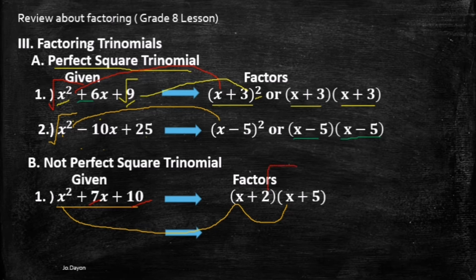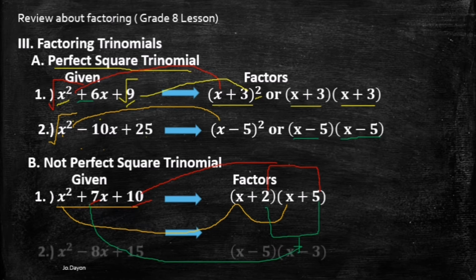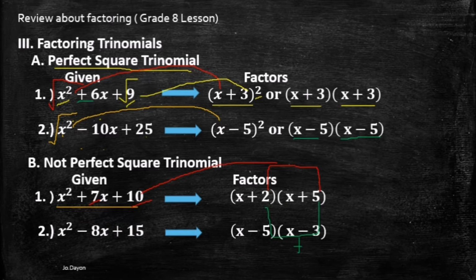So we only have two factors of 10 whose sum is 7. 2 times 5, the answer is 10. But once we add 2 and 5, we get a sum equal to the numerical coefficient of the middle term. So the factored form for this is quantity of x plus 2 times quantity of x plus 5. Now, another example. We have here x squared minus 8x plus 15.